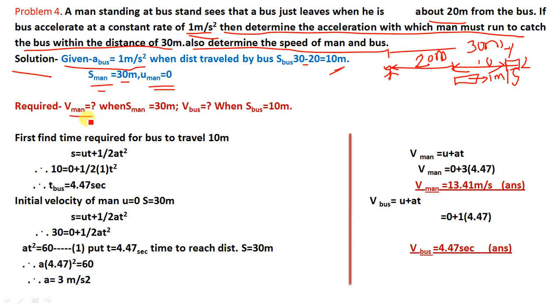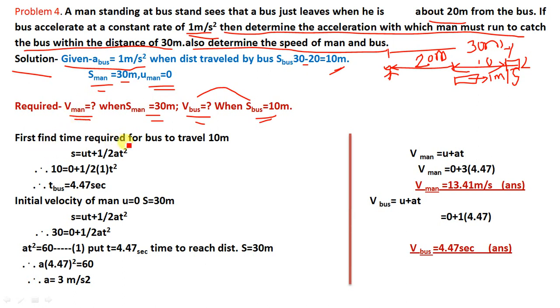Required: the velocity of the man when the displacement of the man is 30 meter, and the velocity of the bus when the bus travels a distance of 10 meter. Got it? The bus has to go only 10 meter, and the person has to move 30 meter. The displacement of the bus is 10 meter. At that time we have to find out the velocity of the bus. When the displacement of the man is 30 meter, we have to find out the velocity of the man.